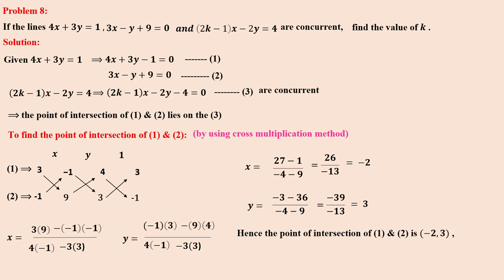So the point of intersection of 1 and 2 is minus 2 comma 3, which lies on 3 because all the 3 lines are concurrent, right? Now we substitute this point of intersection, x is equal to minus 2 and y is equal to 3, in equation number 3. So you will get the k value from that, right? So this implies minus 2 comma 3 satisfies 3. Therefore put x is equal to minus 2, y is equal to 3 in equation number 3.